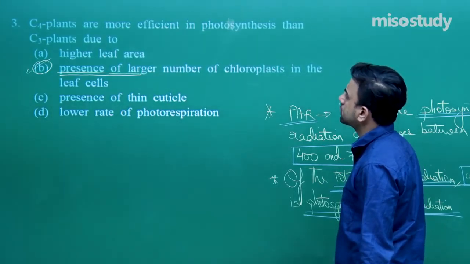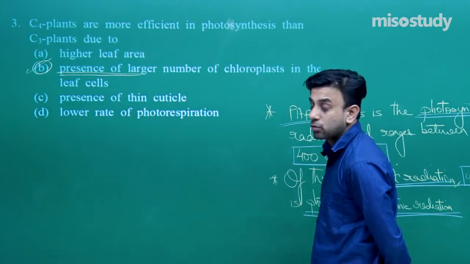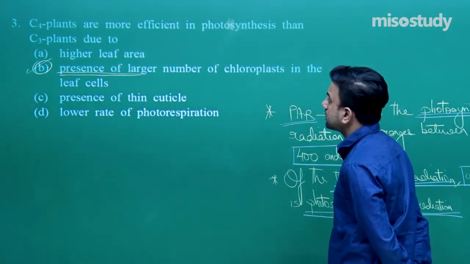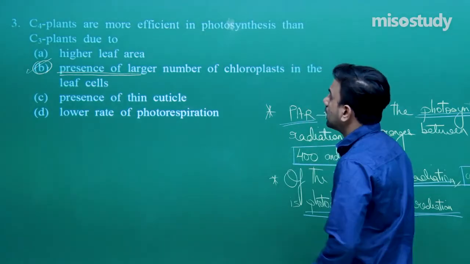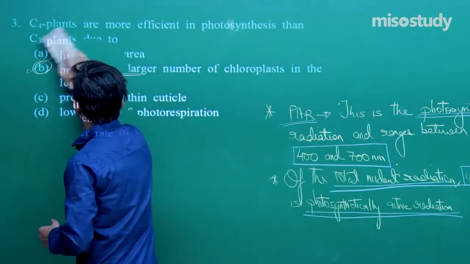C4 plants are more efficient in photosynthesis than the C3 plants due to higher leaf area, presence of larger amount of chloroplast in the leaf cells.